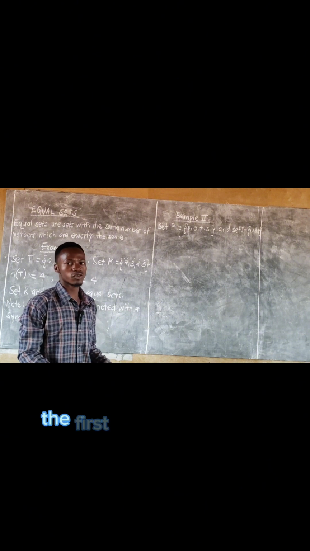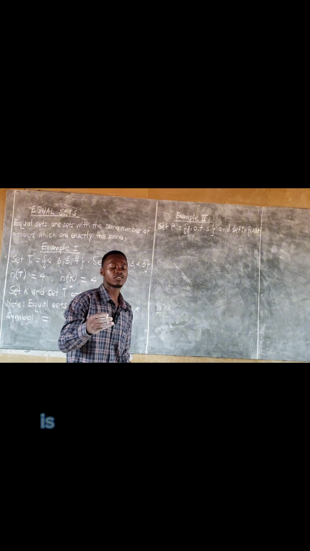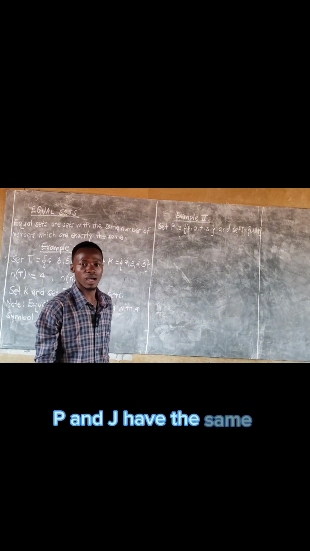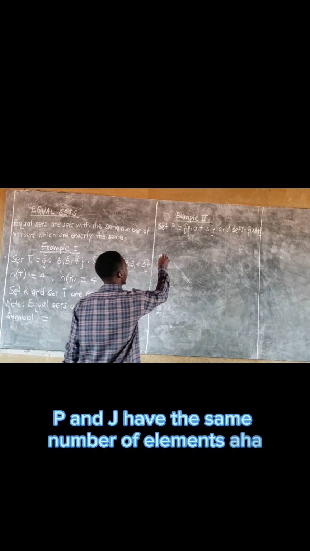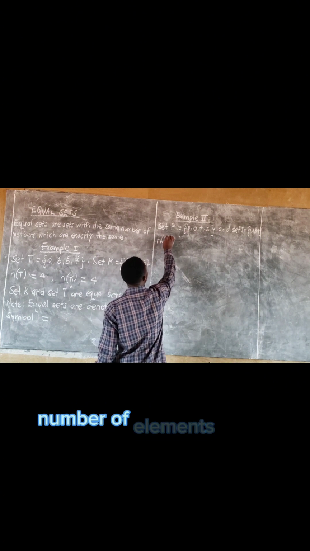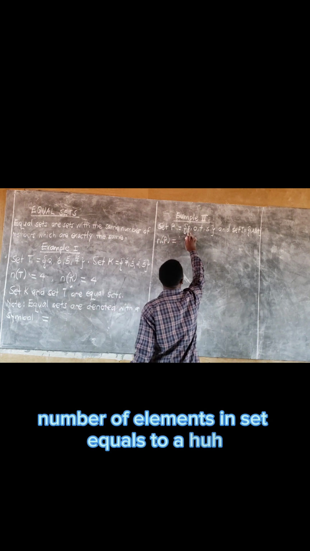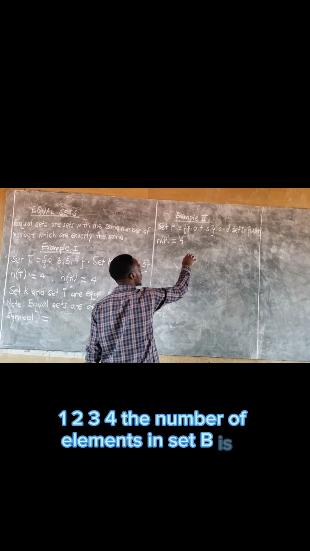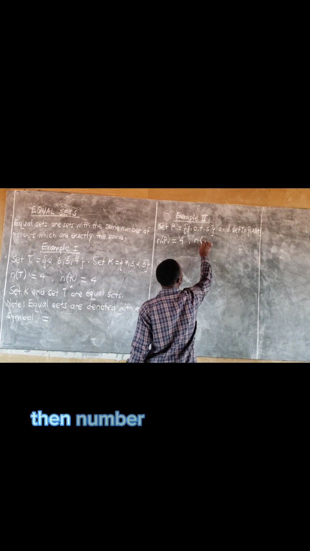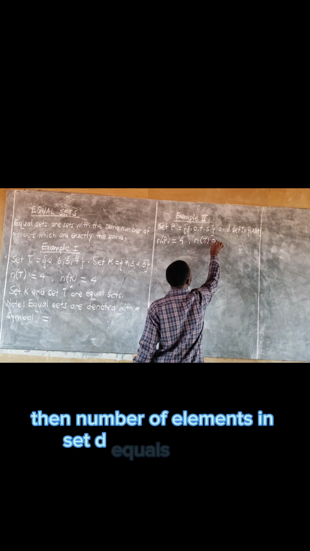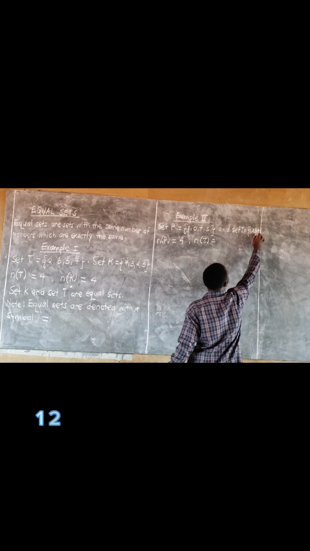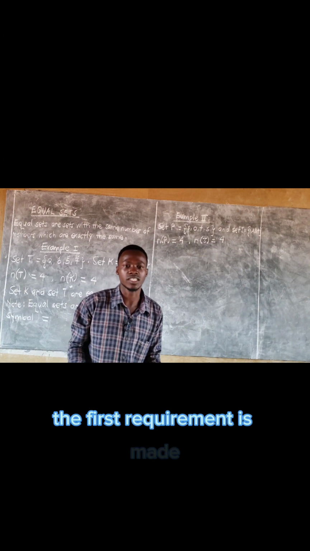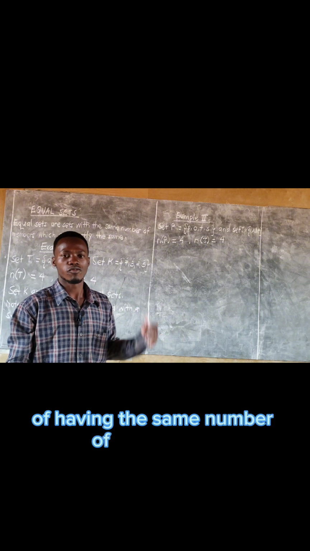First of all, the first requirement is to find out whether both sets P and J have the same number of elements. Number of elements in set P: 1, 2, 3, 4. The number of elements in set P is 4. Then number of elements in set J: 1, 2, 3, 4, equals 4 as well. So the first requirement is met of having the same number of elements.